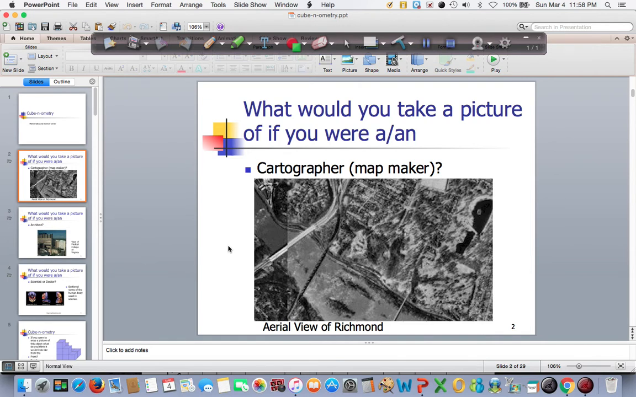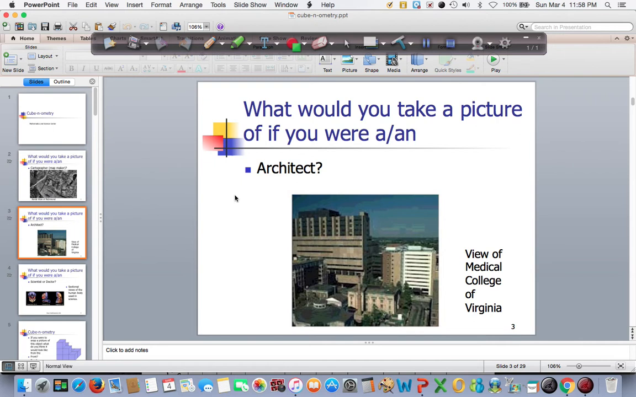So if I were making a map, I would get up in a plane and say, okay, here's a bridge, and this looks like the big old James River running through it, and there's a little lake over here. But you would take it from the front. I wouldn't stand on one street in all of Richmond. Another way you could take a picture is if you were an architect.